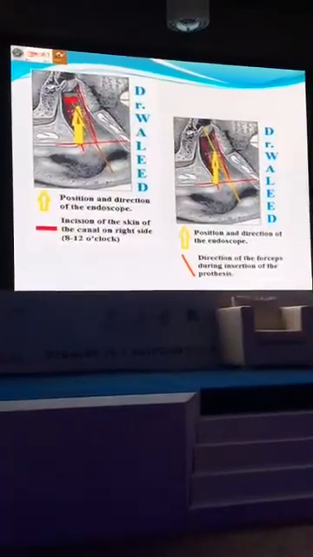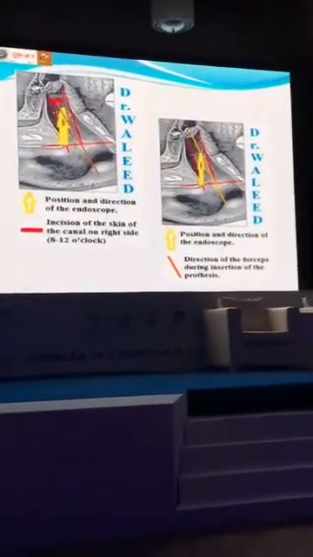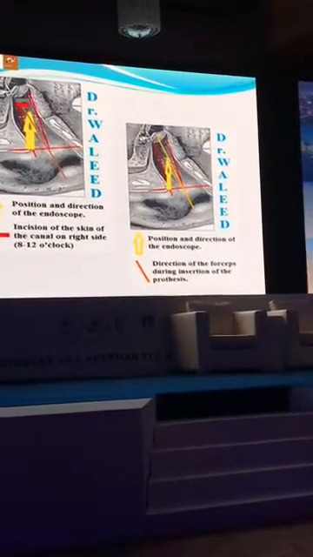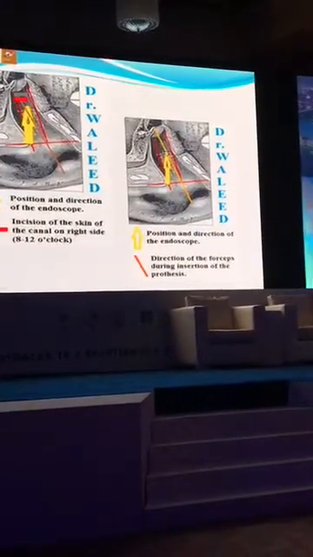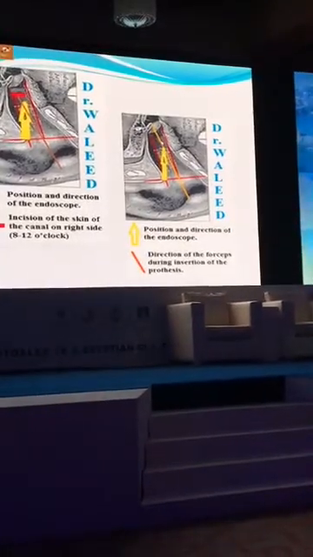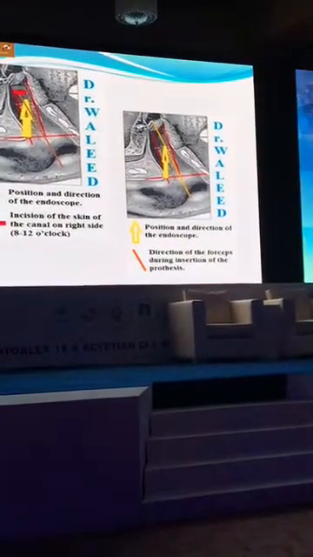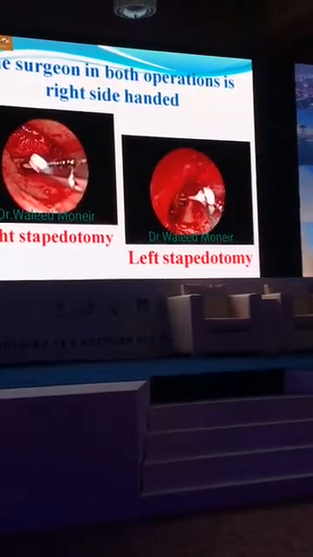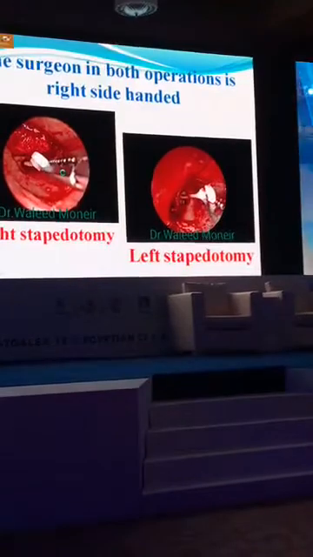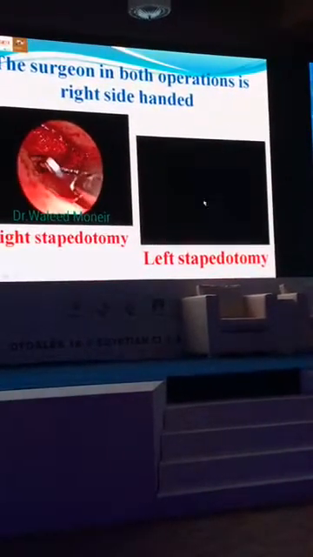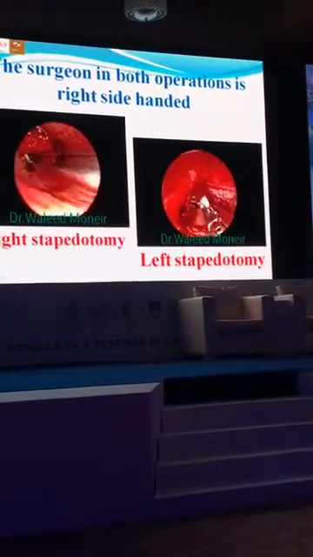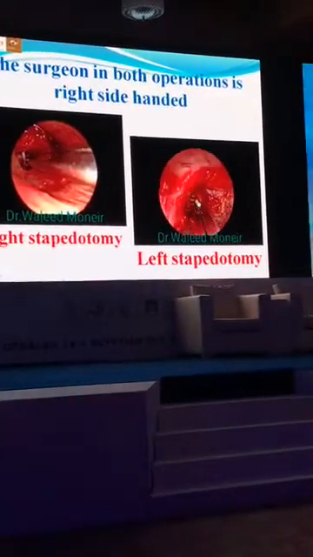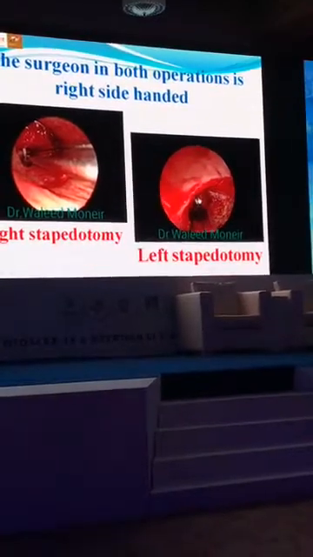After complete elevation of the tympanomeatal flap and reaching the posterior part of the middle ear, please note that the working instrument is a little bit away from the endoscope, so you can introduce your endoscope deeply and make the vision more clear. Here, the surgeon in both operations is right-side-handed. Please note that the axis of the insertion on the right side is a little bit away from the axis of the endoscope, which makes the insertion easier. So I suggest that the insertion on the right side is easier than the left one.